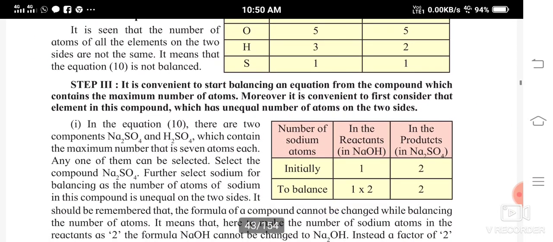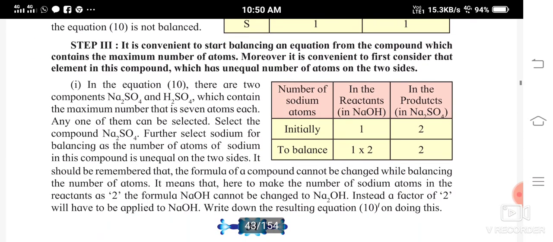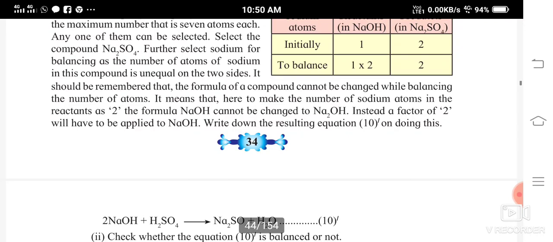It should be remembered that the formula of a compound cannot be changed while balancing the number of atoms. It means that here, to make the number of sodium atoms in the reactant 2, the formula NaOH cannot be changed to Na2OH. Instead, a factor of 2 will have to be applied to NaOH. Write down the resulting equation, 10 dash, on doing this.